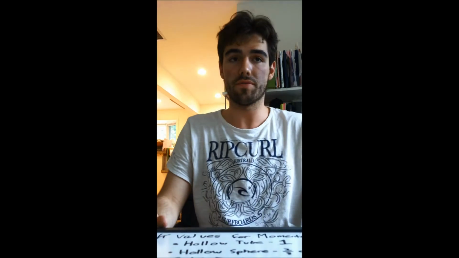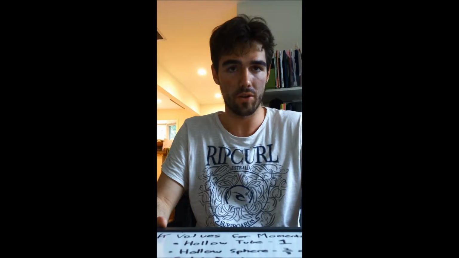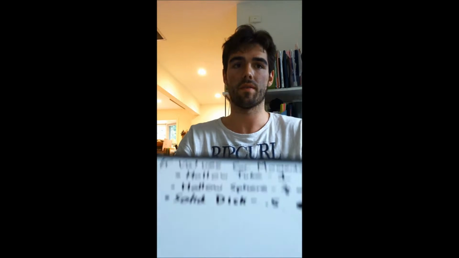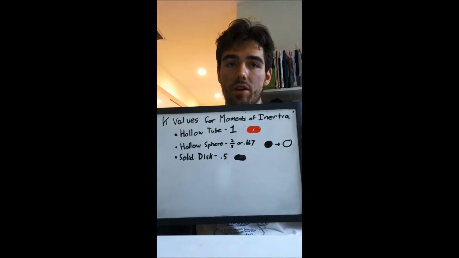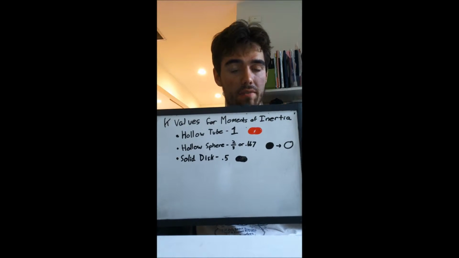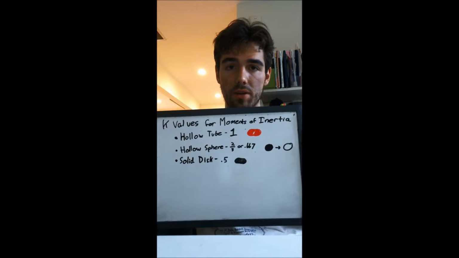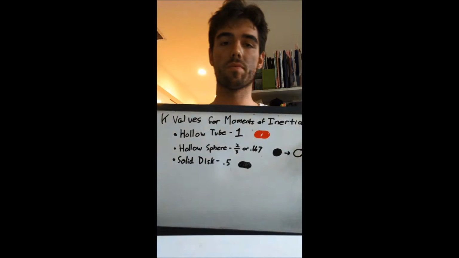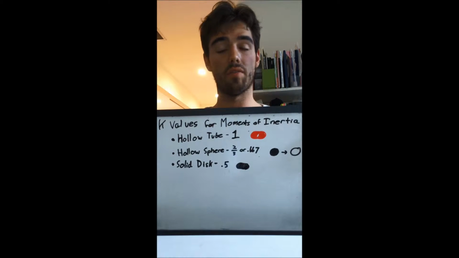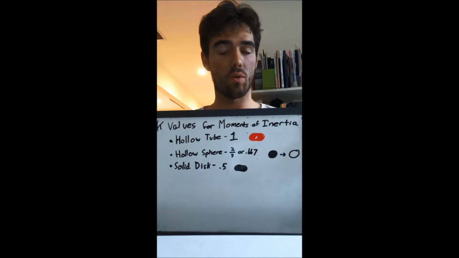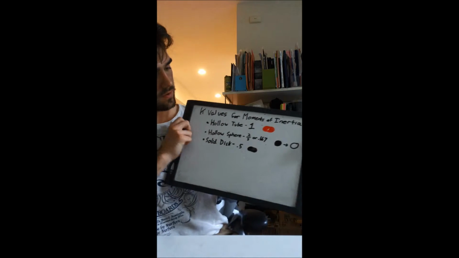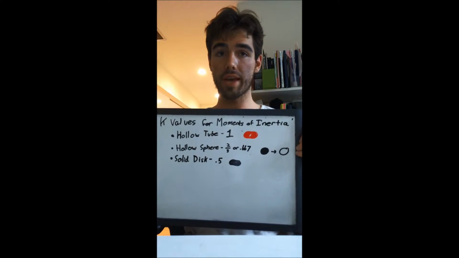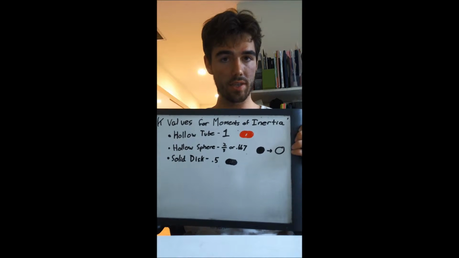In order to find the actual k coefficients for the moment of inertia, the group consulted the internet site dev.physicslab.org. The k coefficient for the moment of inertia found on dev.physicslab.org of a hollow tube is 1. The k coefficient for the moment of inertia of a hollow sphere is 0.667 or 2/3. The k coefficient for the moment of inertia of a solid disk is 0.5.